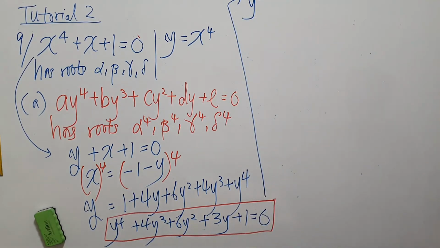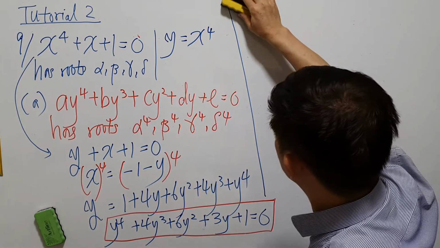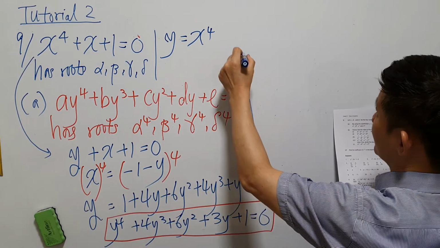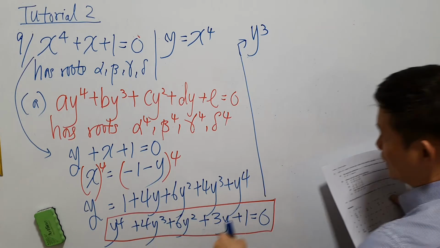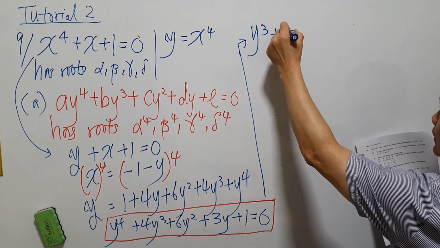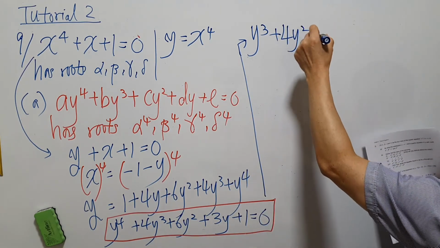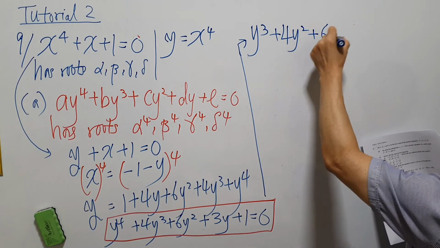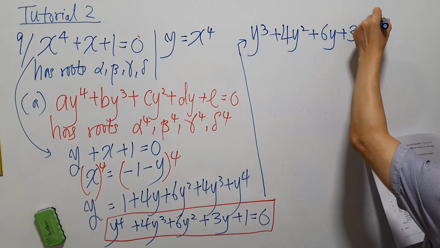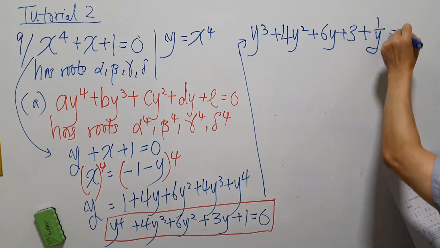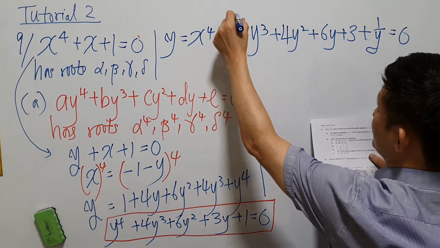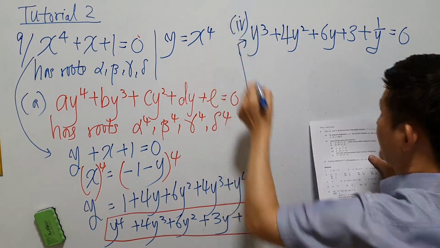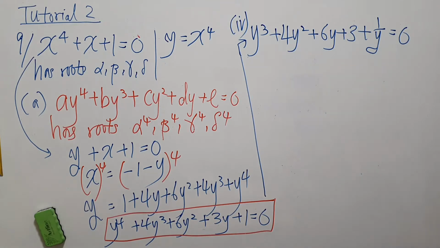Let me write this thing down. Y cubed, I divide throughout by y again, plus 4y squared plus 6y plus 3 plus 1 over y equals 0. Okay, this is to do question part 4 of 9b.